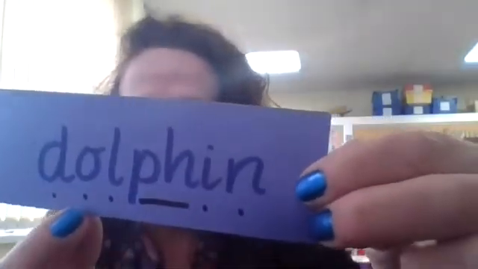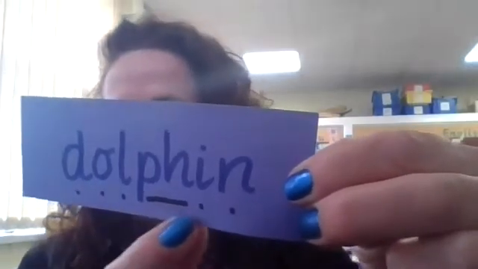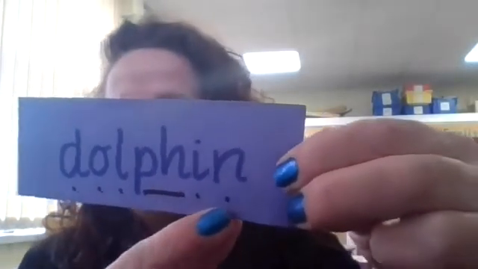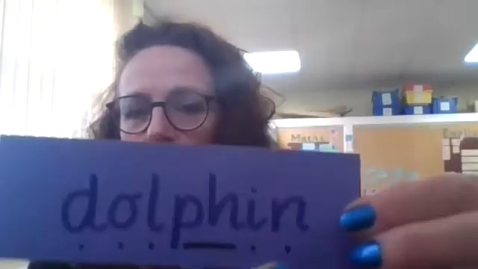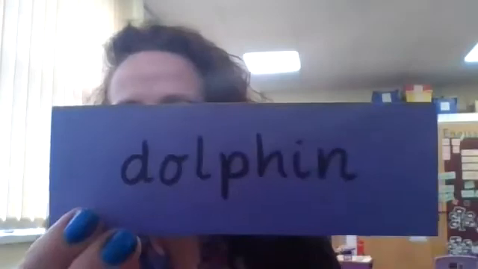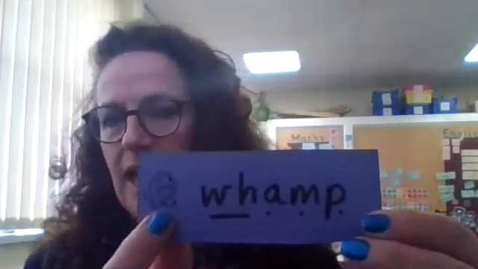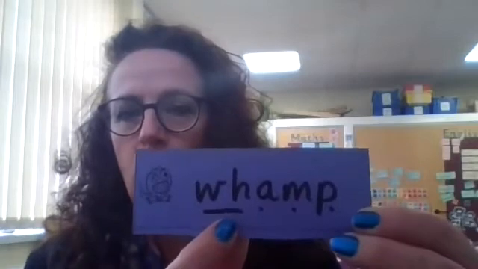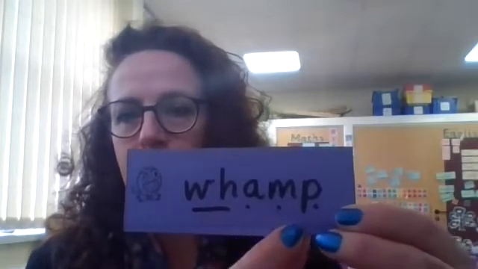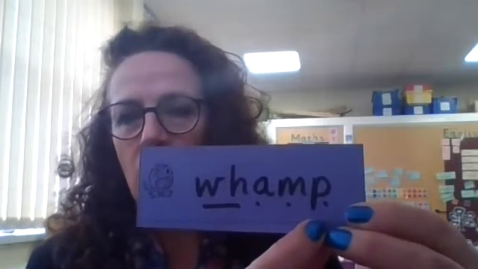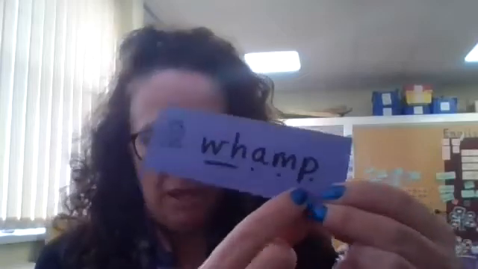D. Dolphin. Well done. Oh, let me show you. There we go. There is the whole word without sound buttons. Dolphin. Okay. Next word. Here we go. We have our alien again. So, wamp. Wamp. Another nonsense word. Well done.